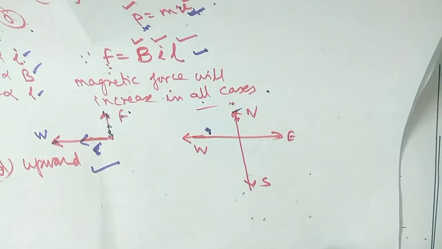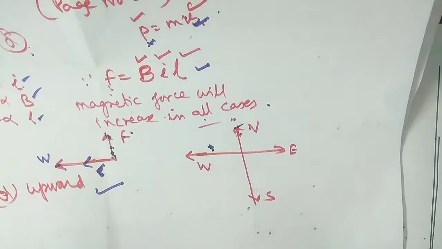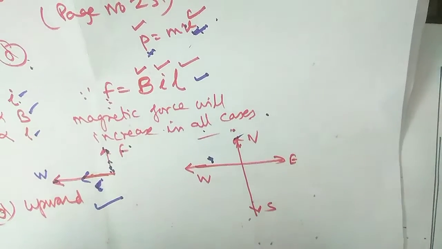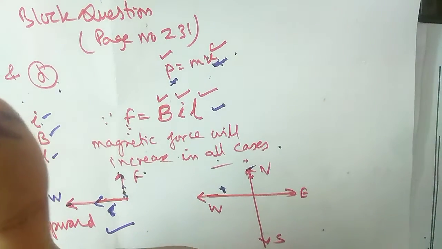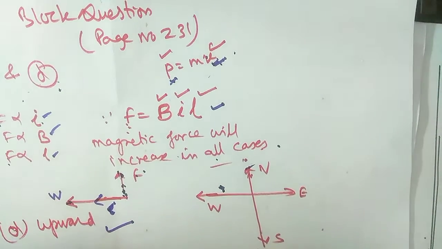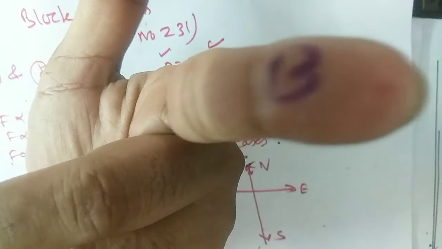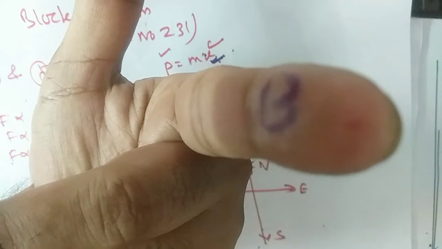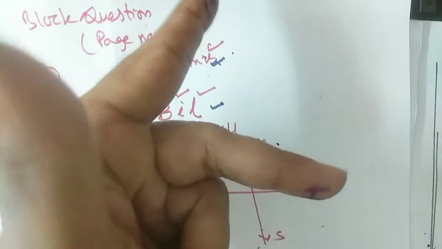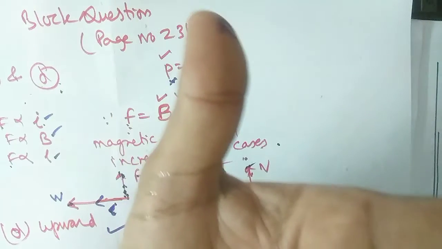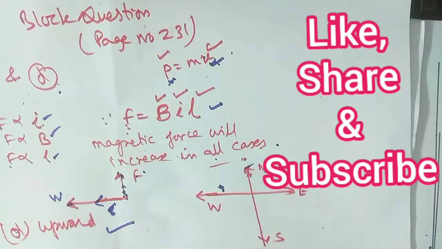So using Fleming's left hand rule you can find it, I am showing again. This is the direction of force, the thumb, and this is the direction of current. So this direction is the direction of the magnetic field. Stretch your 3 fingers like this, thumb in north direction, and this is the direction of current, west direction, and this is the direction of field. So this is the answer.